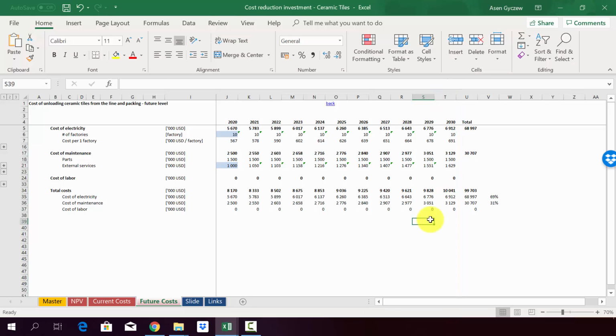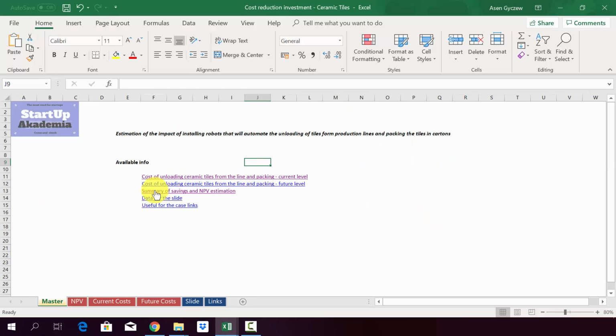So we've got the current cost level and the future cost level. It's time to compare them and see how good the investment is. And this is what we're going to do in the next lecture. It's time to have a look at the NPV. So let's go to the sheet.